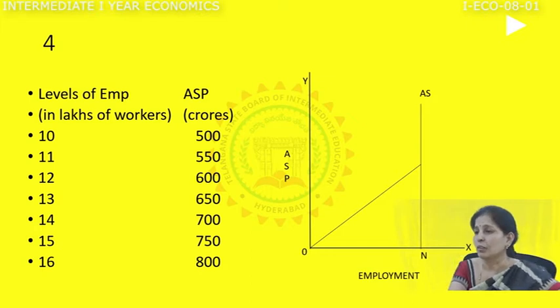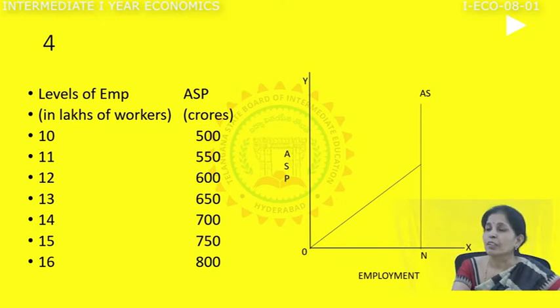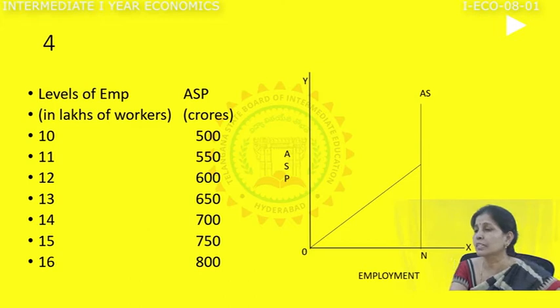Here we have a graph. On the x-axis we show employment, and on the y-axis we show aggregate supply price. It starts from the origin, which indicates that when there is no employment, there is no supply of the commodity. ON is the level of employment where the aggregate supply curve becomes vertical, parallel to the OY axis. It shows that there is no further increase in the supply of the commodity.